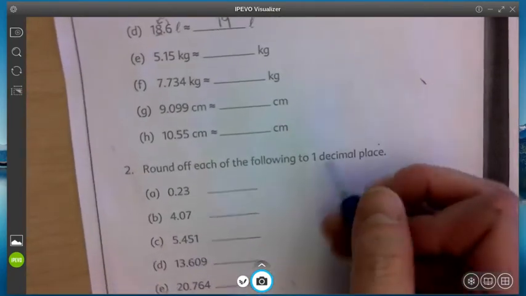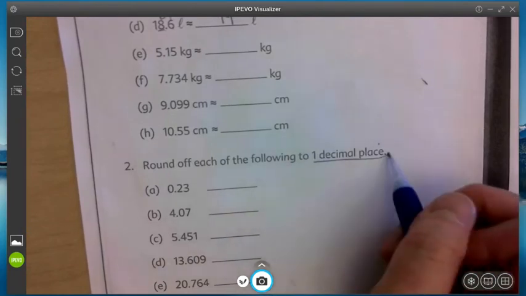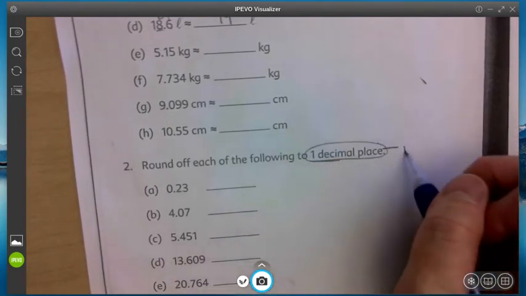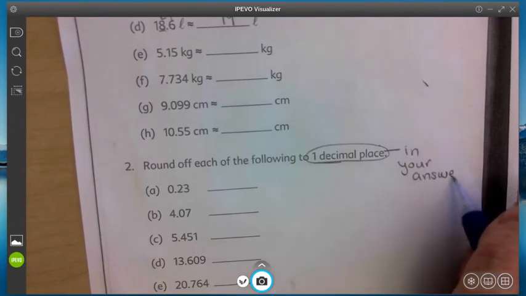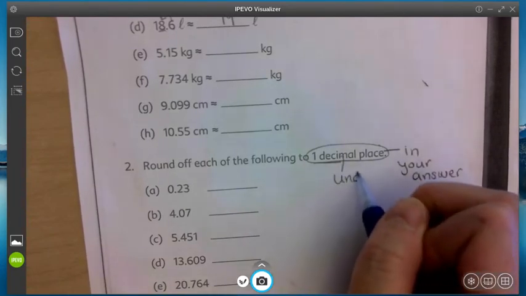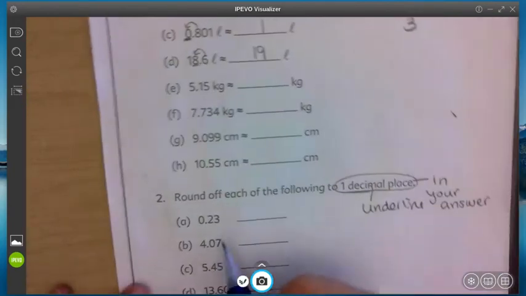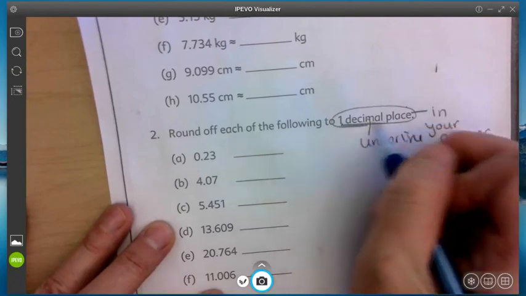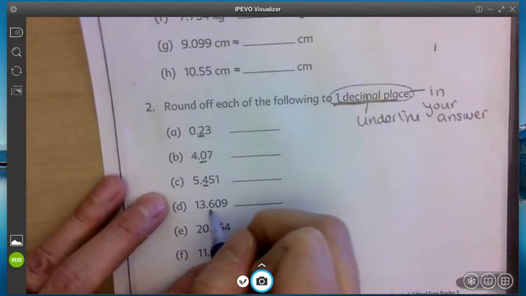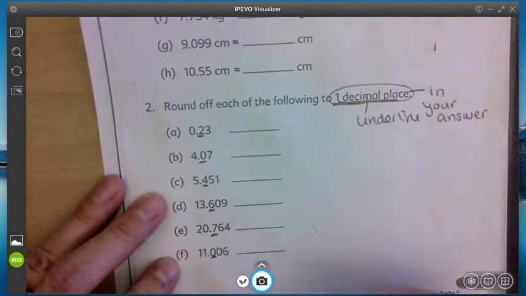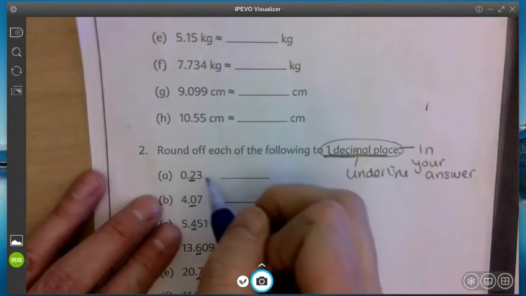Now this one, they say round each of the following to 1 decimal place. You're just going to have 1 decimal place in your answer. And that's the one you're going to underline. You're going to underline that first decimal place. So they only want 1 decimal place in the answer. I'm going to underline the first decimal place, which is the 2, the 0, the 4, the 6, the 7, and the 0. Now, for each of those, you're going to look to the right of it.